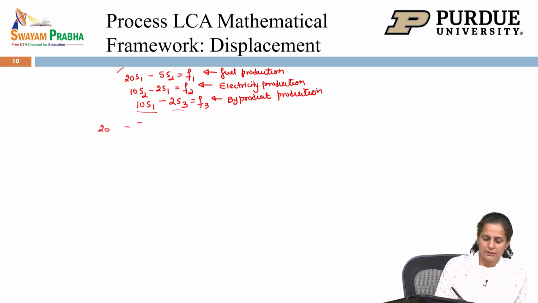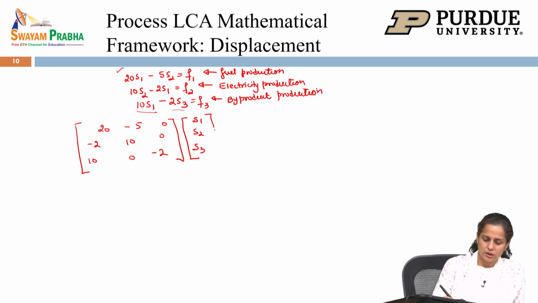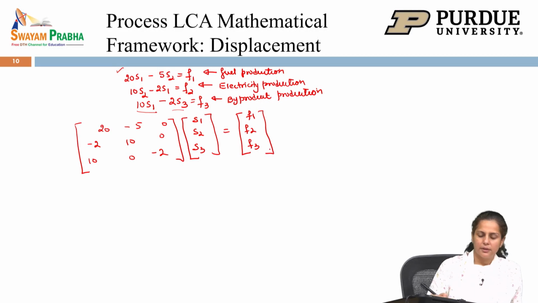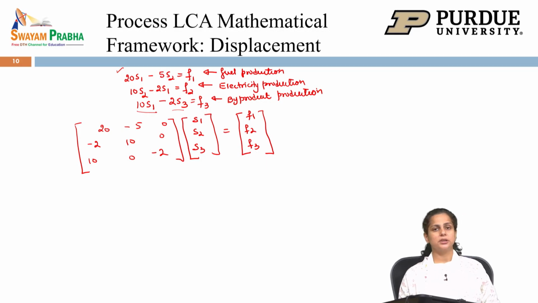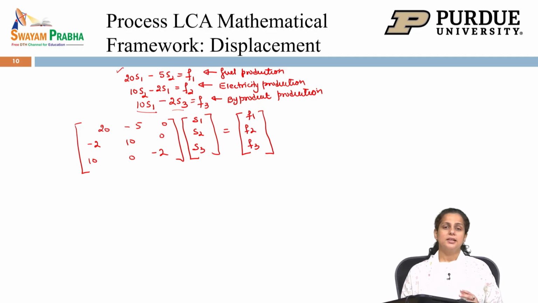We have 20, minus 5 and 0. Then we have minus 2, 10, 0. We have 10, 0 and minus 2, and we can write it as S1, S2 and S3. So, you can check for the matrix calculation or the multiplication. So, again, because we had a byproduct, we expanded our network to include a unit process. So, instead of solving a 2 by 2 matrix, now we are going to solve a 3 by 3 matrix. The rest of the approach in establishing these methods are same.